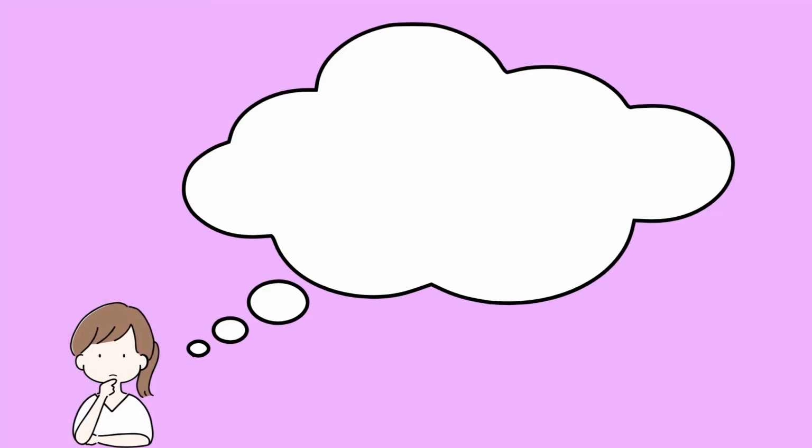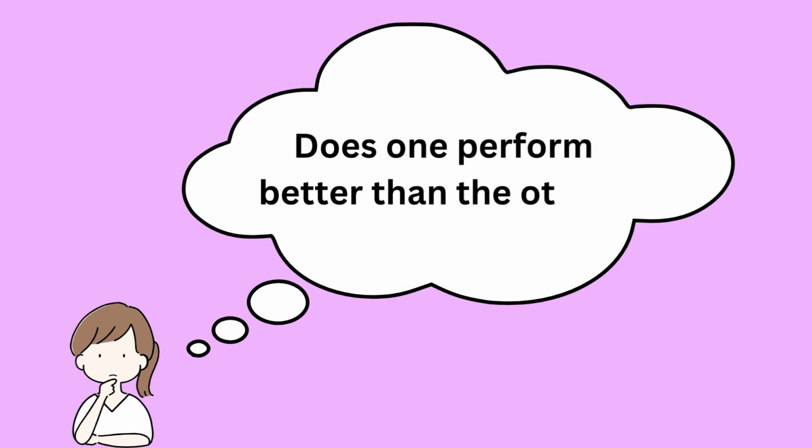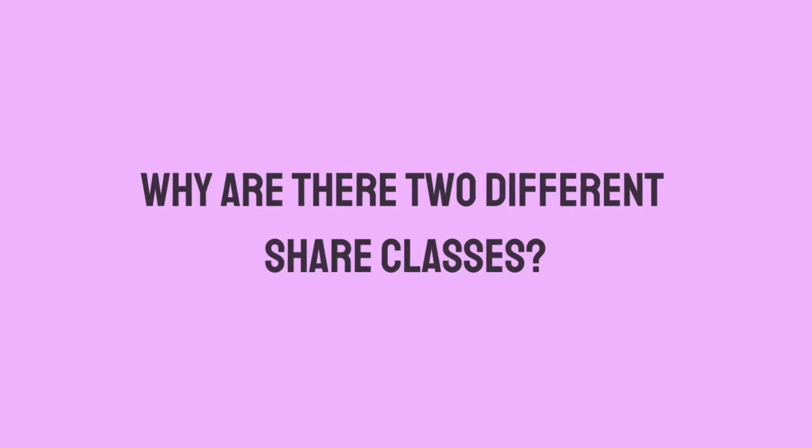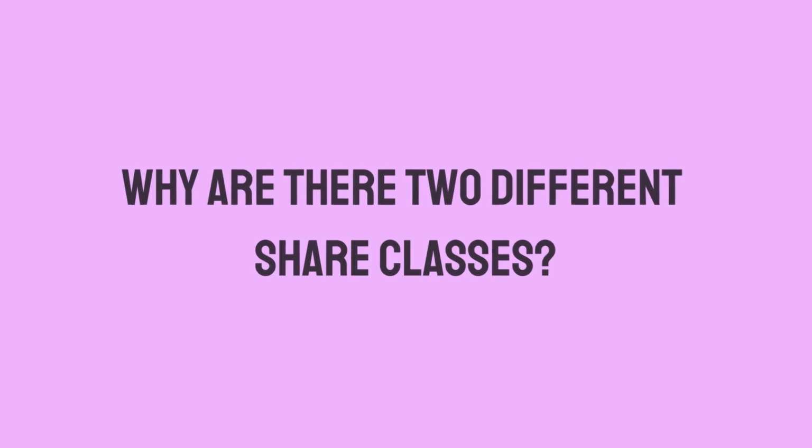Whereas the Acc version will reinvest those dividends automatically, buying more shares and growing your investment. If you were to manually reinvest the dividends from a distributing share class, the performance should look exactly the same as the accumulating share class, which you can see if we compare the two versions of this Vanguard ETF next to each other. So what's the reason for this? Why are there two different share classes?